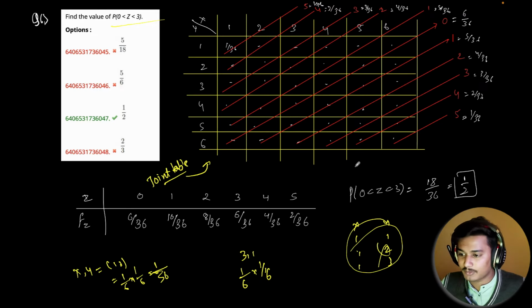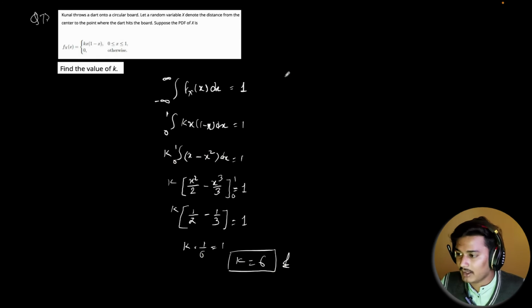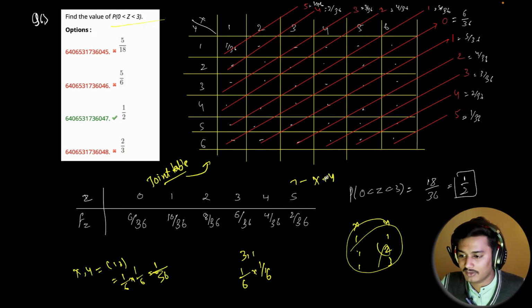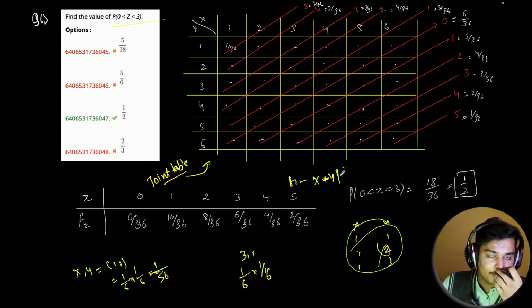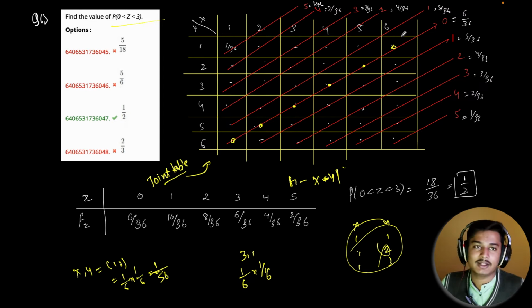Z is nothing but 7 minus X minus Y. Let's see. First we start from the middle. The middle is nothing but 6 and 1. This one is 6, 1. This one is 5, 2, and 4, 3, and then 3, 4, and 2, 5, and 1, 6. The sum of all these X and Y is 7.